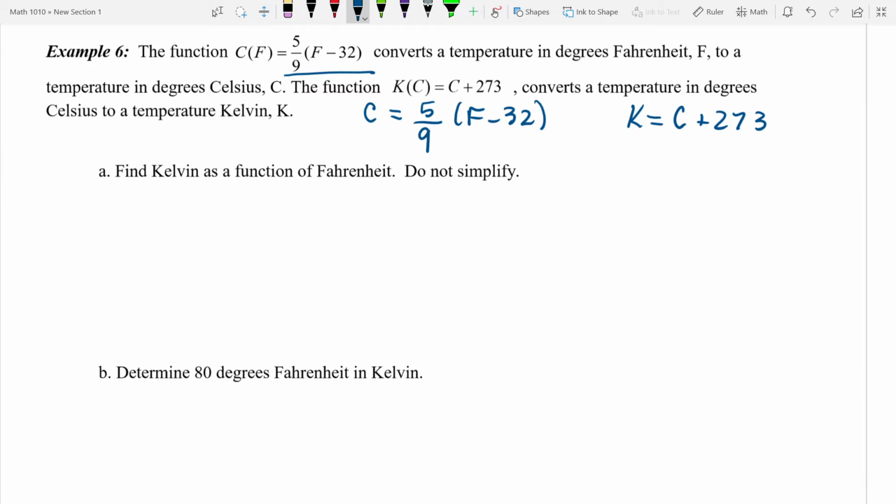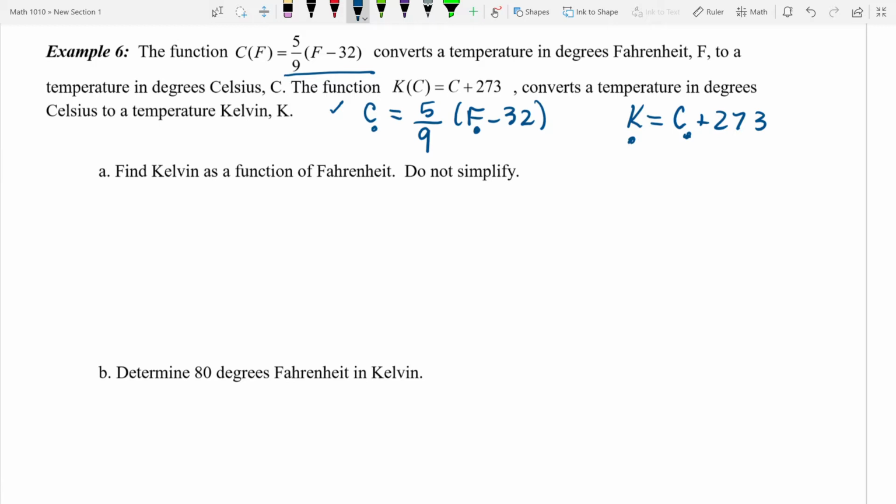Okay, and everybody listen to this. This equation right here converts Fahrenheit to Celsius. So you put in a Fahrenheit, you put in a number, and what you get is a Celsius. This converts Celsius to Kelvin. You put in a Celsius, and you get a Kelvin. So what goes in is on the right, what comes out is on the left.